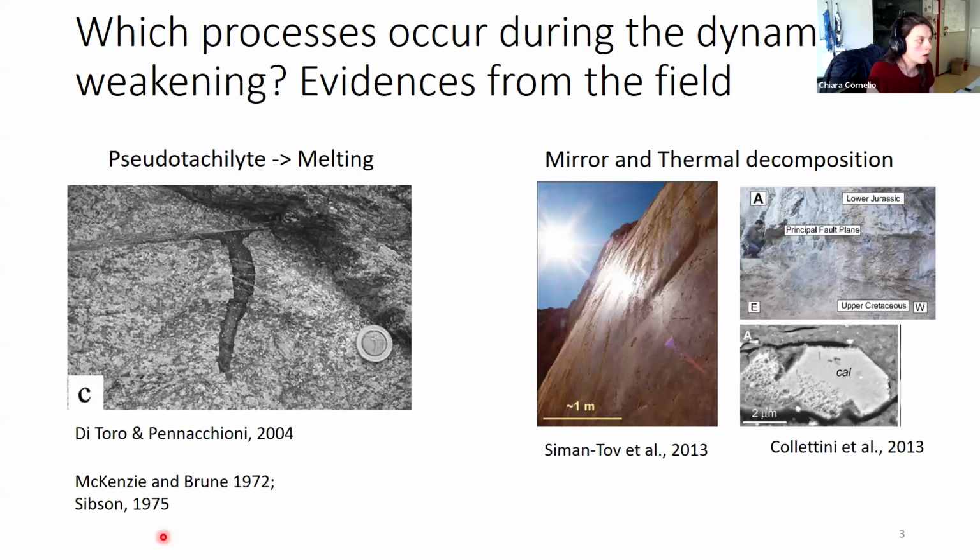If we look at rocks that are silicate rich, we can have the formation of pseudotachylites, so the melting of the rock, and this is due to the frictional heating that is occurring during the sliding. And if you look at carbonate-rich rock, we can have mirror-like surfaces forming, with scratches that happen during the slip, and also thermal decomposition of the calcite, as shown here from Colletti et al. 2013.